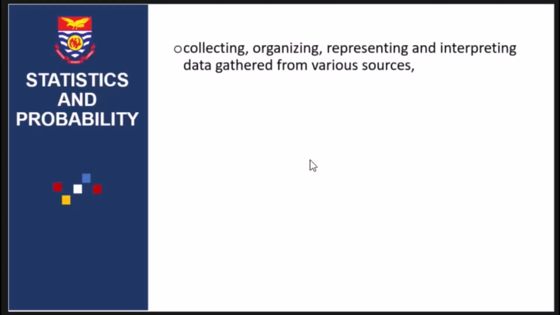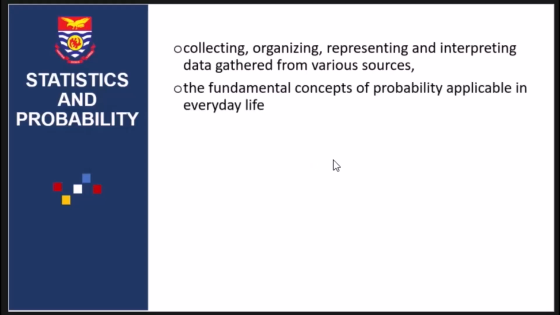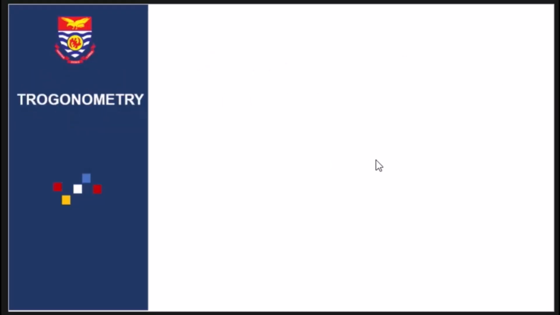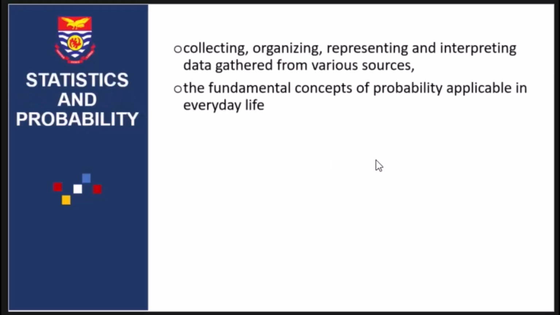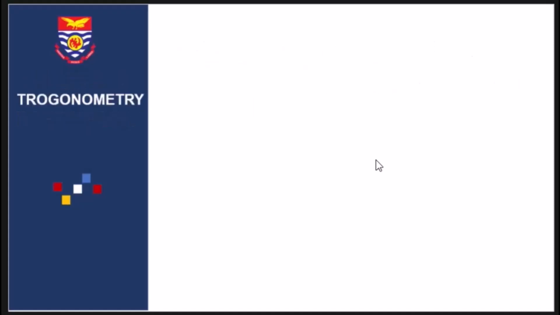Then it talks about the fundamental concept of probability applicable in everyday life. And so basically, those are the 2 areas covered under statistics and probability. Then we have trigonometry. Areas covered: the trigonometric ratios, that's sine, cosine, tangent, and their reciprocals are all covered there. And their application to angles of elevation and depression, all covered.